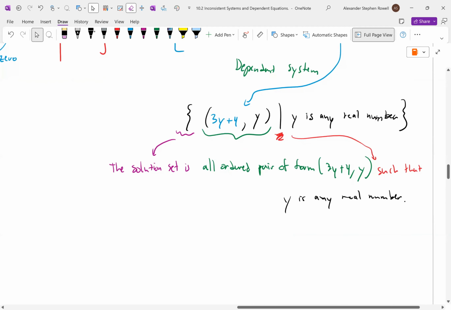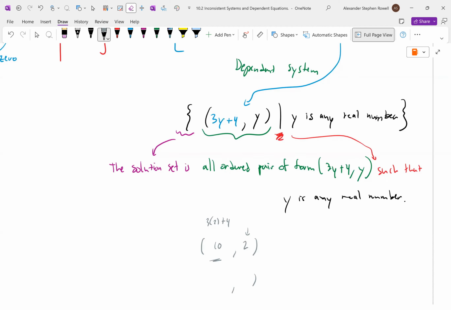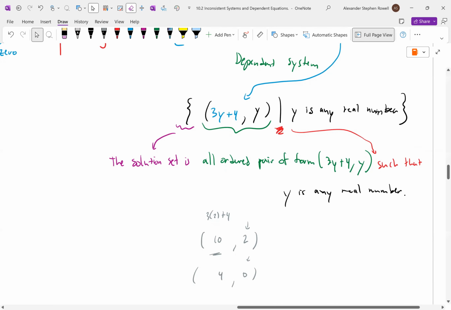Given that, can anyone tell me what one solution is? There's infinite. Can you give me one? Okay, so y can be anything. So pick your favorite number. 2. And then what must x be? 3 times 2 plus 4. 10. Can anyone give me a more simple solution? Pick y is 0, and you get x's. Okay, so plug in whatever you want for y. Any questions about that? And your homework does ask you to list 3 solutions.